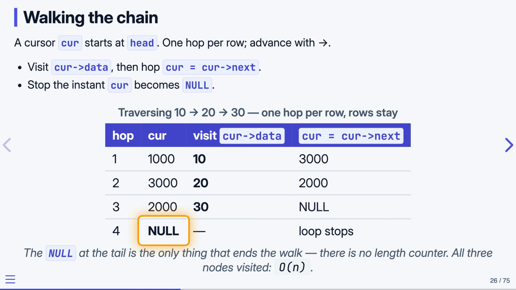Hop 4. Cur is now null, so the loop stops. All 3 nodes were visited. Notice the null at the tail is the only thing that ended the walk. There was no length counter, only that null.